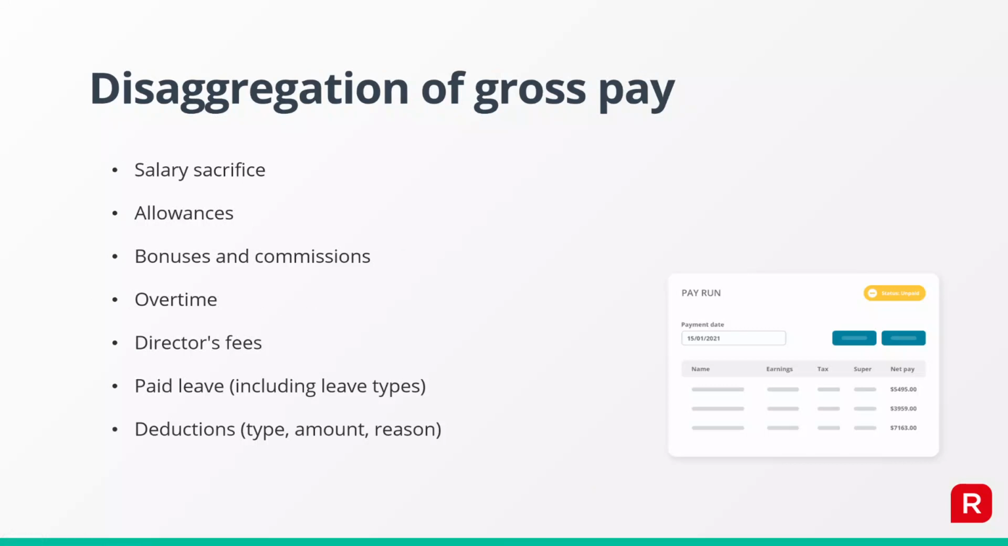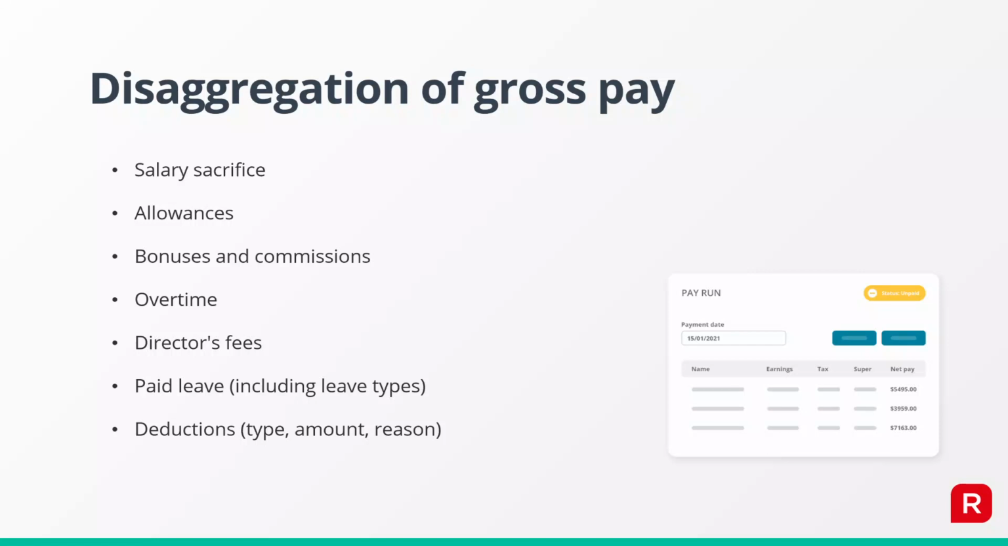Disaggregation of gross pay is a key component of STP Phase 2, and it essentially itemizes the components that make up the gross pay amount. This makes for much more targeted reporting. So what does the ATO want to see when it comes to disaggregation of gross pay? Well, it's quite a bit.